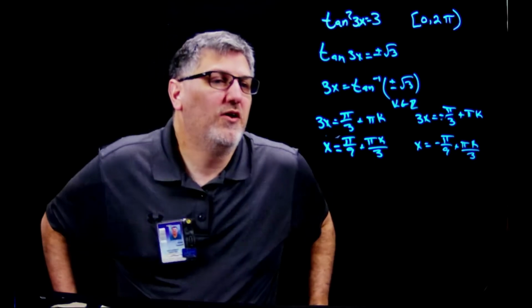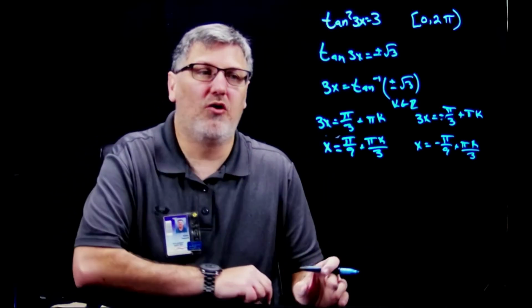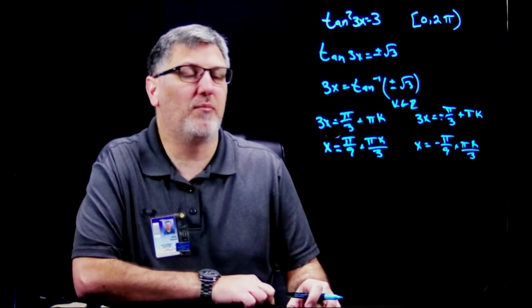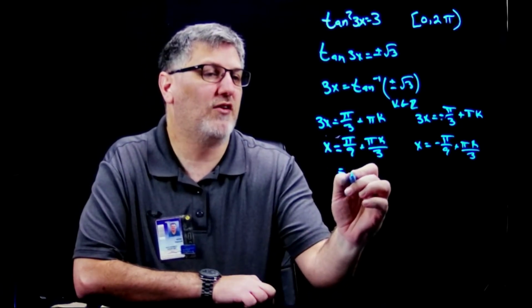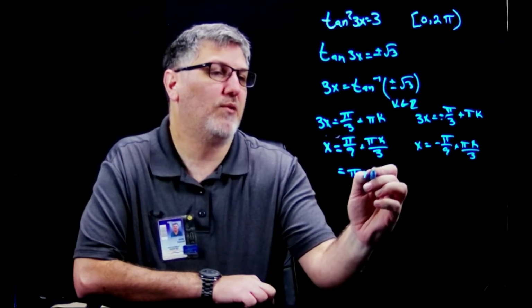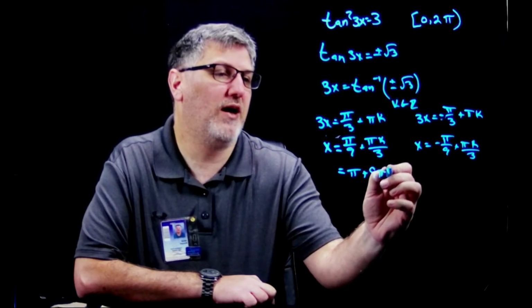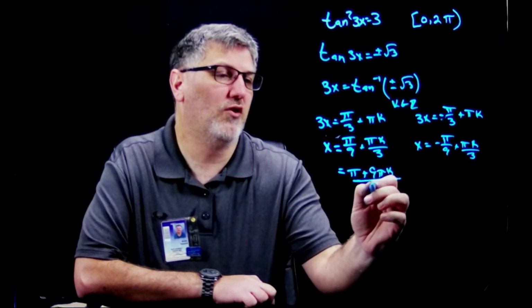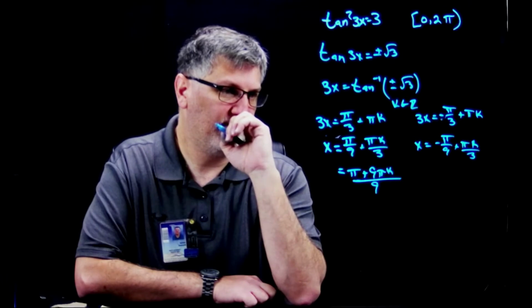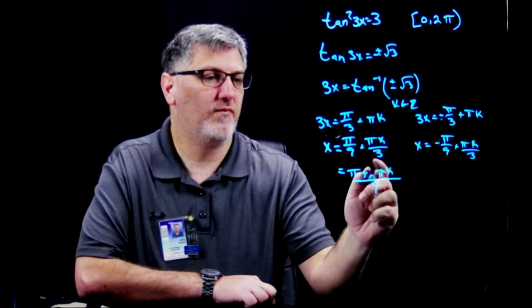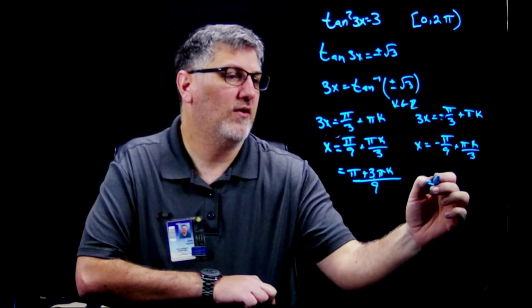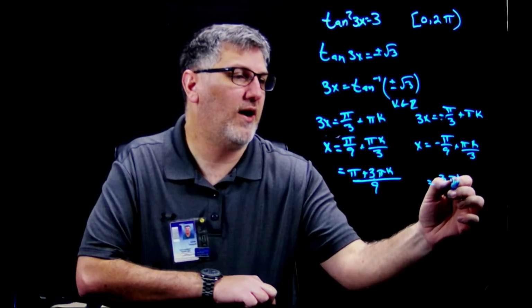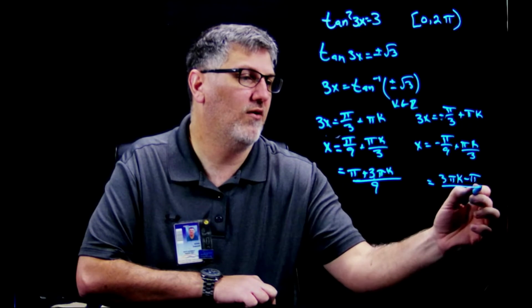Okay, so I already know I'm going to need a common denominator, so I'm going to make my life a little easier and set this up with a common denominator. I'm going to say it's going to be pi plus 3 pi k over 9. Nope, this is a 3. And then this is going to be basically 3 pi k minus pi over 9.